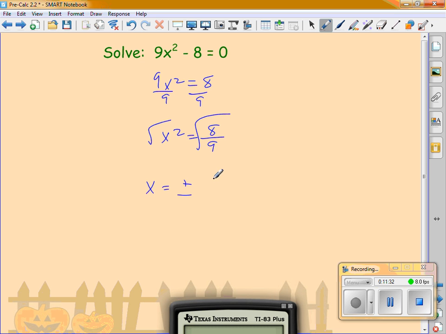So x equals plus or minus. Can I take the square root of 8? No. Can I take the square root of 9? Square root of 8 over 3 is your answer. It's one method, another method that you were taught in Algebra 2.